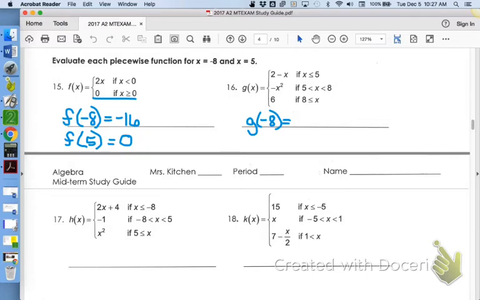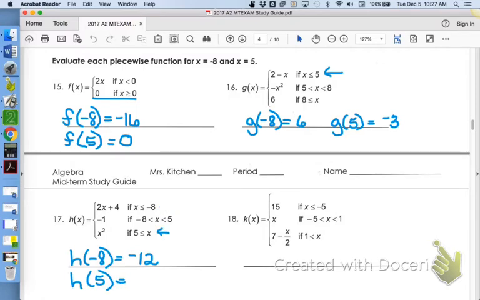-8. You figure out which one of these equations -8 belongs to, and it looks like it belongs to that one, so it's equal to 6. 5 belongs to that one, so 2 minus 5 is -3. Same values, -8 belongs to this equation, so 2 times -8 plus 4 is -12. 5 belongs to the third one, so 5 squared is 25. -8 belongs to the first one because it's less than -5, so the answer is 15.